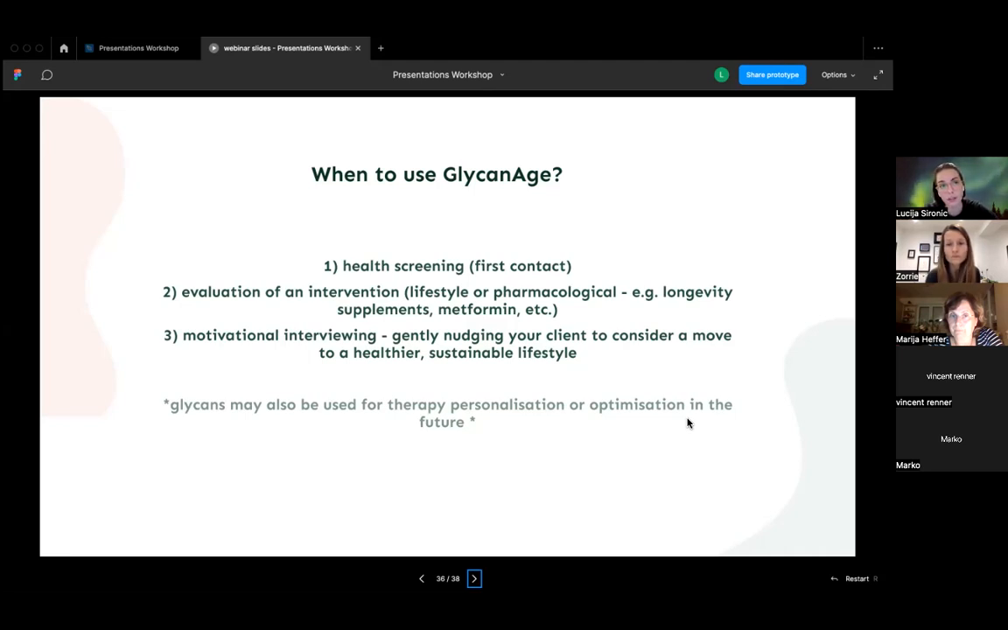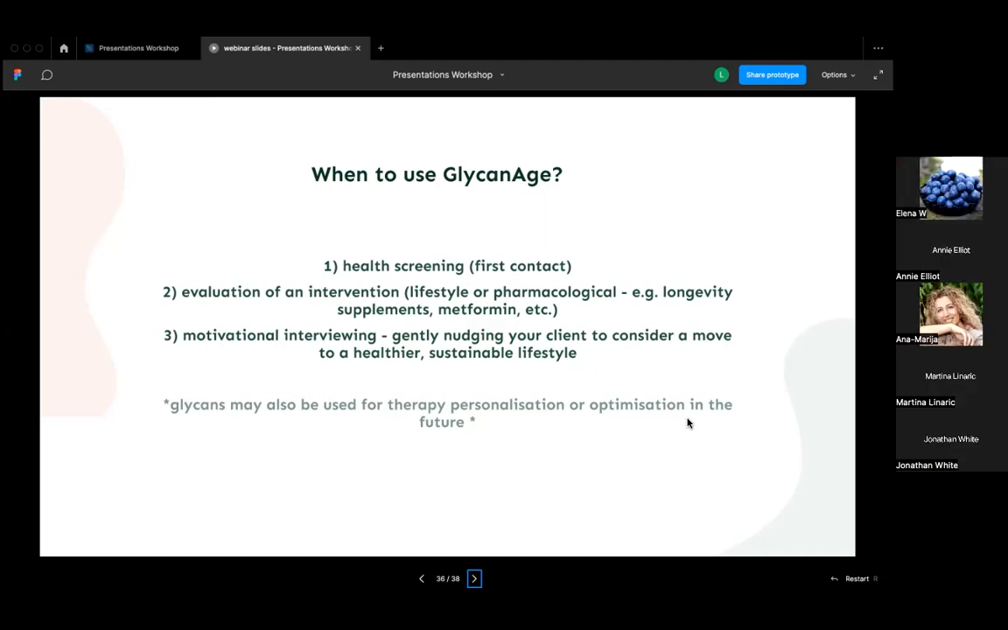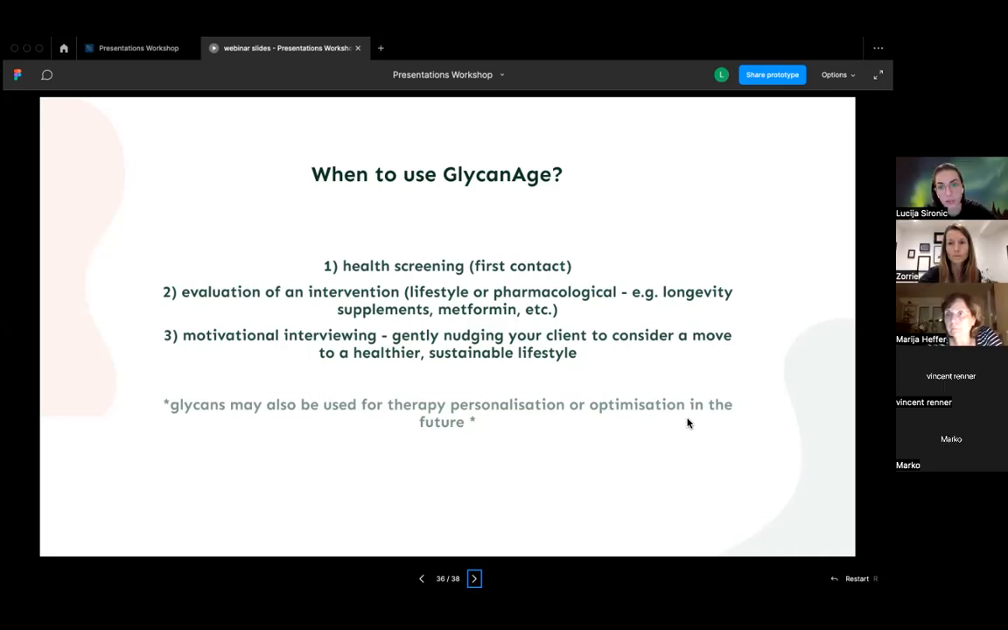It looks like, once you get your GlycanAge up and your biological age, it is quite a big thing for your clients. And I had clients who had quite big emotional reactions. But if we use that in the right way, and we use GlycanAge as a way of nudging your client to consider and move to a healthier, sustainable lifestyle, then that's a win-win situation. We also hope, depending on the studies, to use glycans possibly for therapy personalization and optimization in the future.